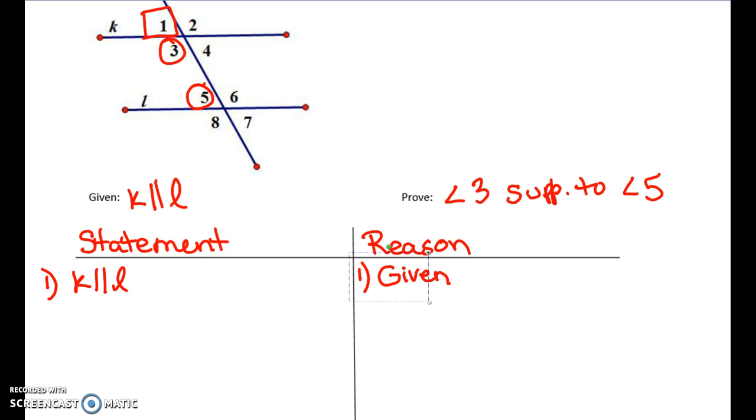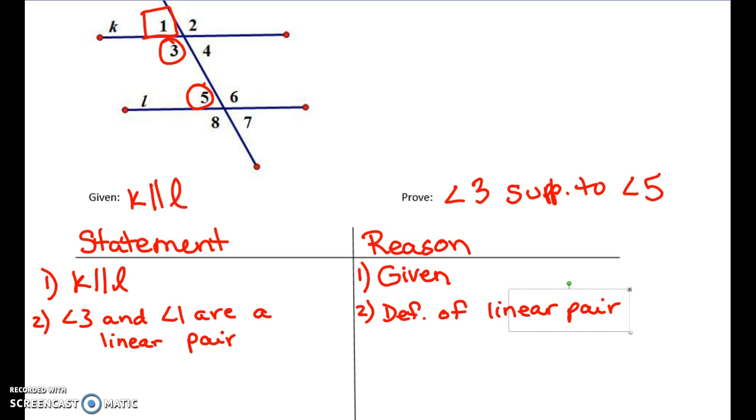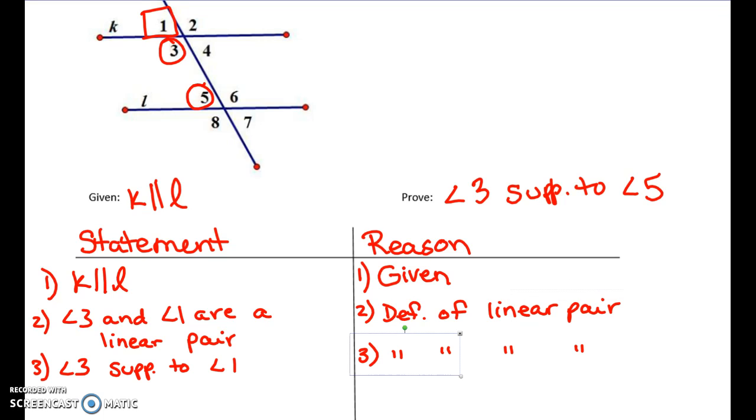And we begin always by setting up our table with our statement and reason and our givens. I think I'm going to start off by talking about the relationship between helper angle 1 and angle 3. Well, we stated at the very beginning that they were a linear pair, and so I need to include that information in my proof. We're able to say that by the definition of linear pair. Well, we also know that all linear pairs are supplementary by the definition, and so we also need to include that information in our table.